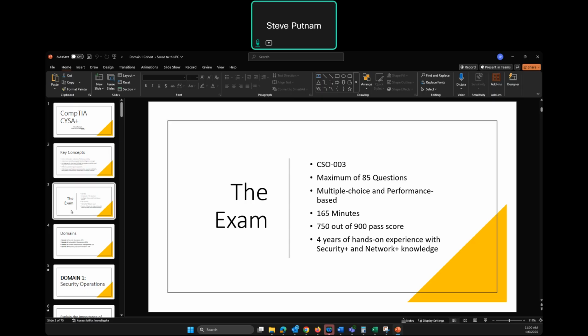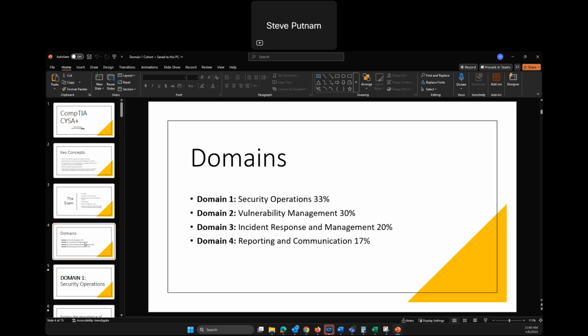CompTIA suggests 4 years of hands-on experience with a Security Plus and a Network Plus certification, or the knowledge of those certifications to pass the exam. So here are the domains that the CYSA focuses on. Domain 1 is what we are going to focus on today, and that is security operations, which is 33% of the exam. Domain 2, vulnerability management. Domain 3, incident response management, and then reporting and communication.